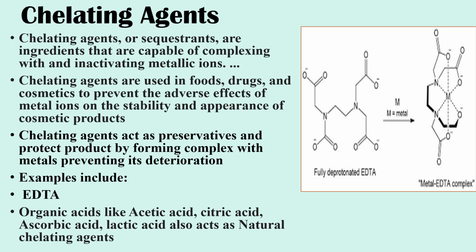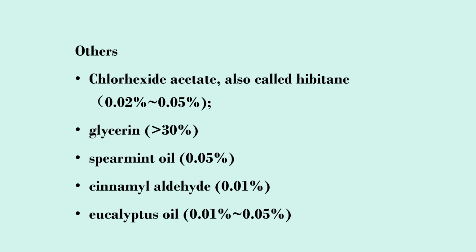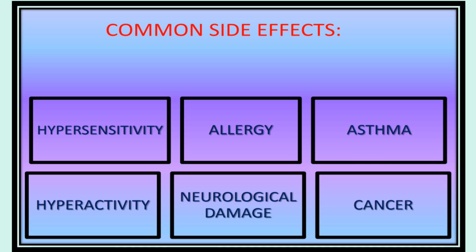So it is ethylene diamine tetraacetic acid, or tetraacetate, EDTA. It is a complexing agent, chelating agent, or sequestrant. These are the names given to this type of compound. Other examples are chlorhexidine acetate and histamine. Glycerin is also used, as are spearmint oil, cinnamon aldehyde and eucalyptus oil. They are also used as preservatives.